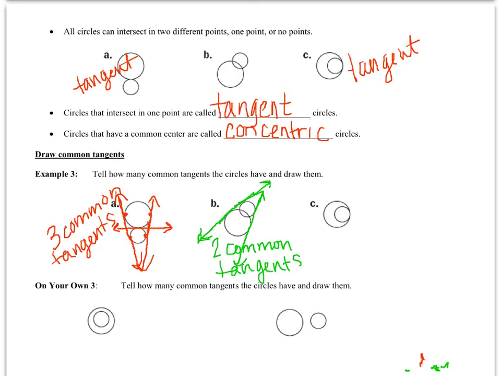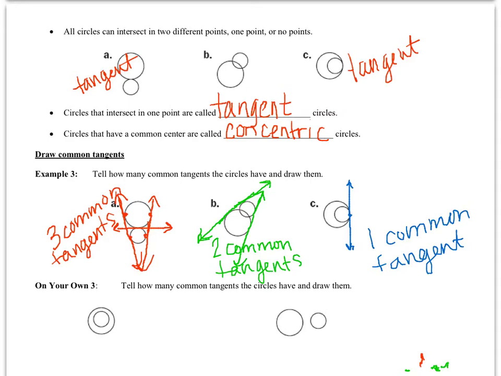This next one here, those two circles, they're not concentric because they don't share a middle point, but it looks like they would just touch in one spot right here. So we would have one tangent that they both touch like that. So we could say one common tangent. Try the rest on your own here, and then let's see how you did.